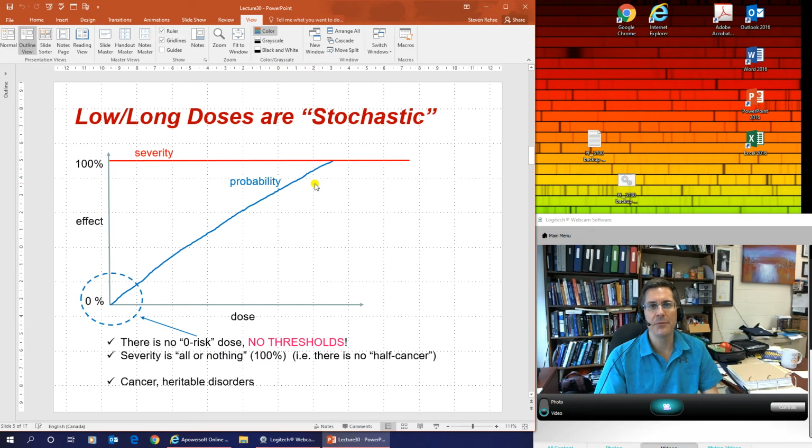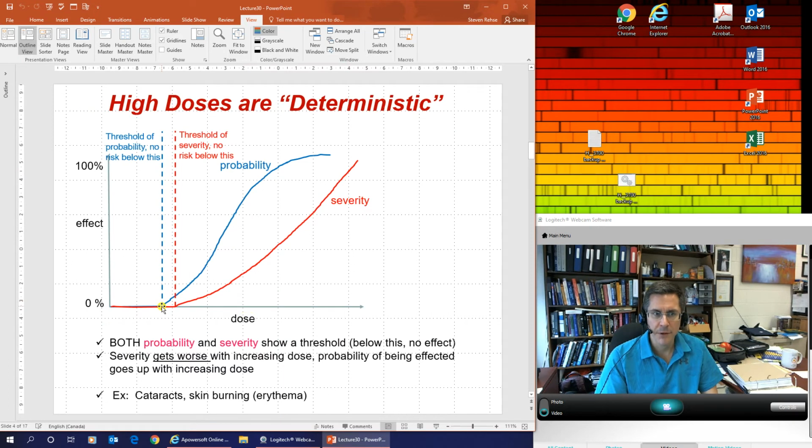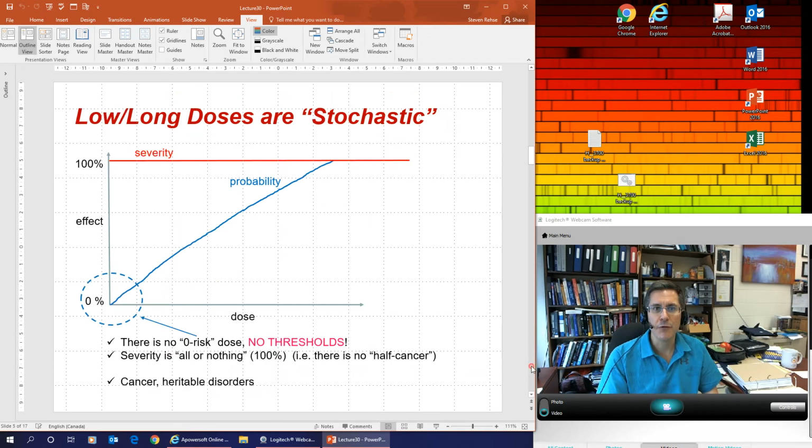It doesn't mean it has to be linear. I'm not saying I actually know what this curve looks like, but the point is there's no threshold, right? The threshold was here. Threshold is a dose below which there is zero chance of getting it. And then, of course, if there's zero chance of getting it, the severity is zero as well. All right, that has to be true. But for stochastic things, there is no threshold. Whatever that probability curve is, linear, straight, curvy, it dead ends right at zero. All right, so that's one characteristic of a stochastic illness or risk.